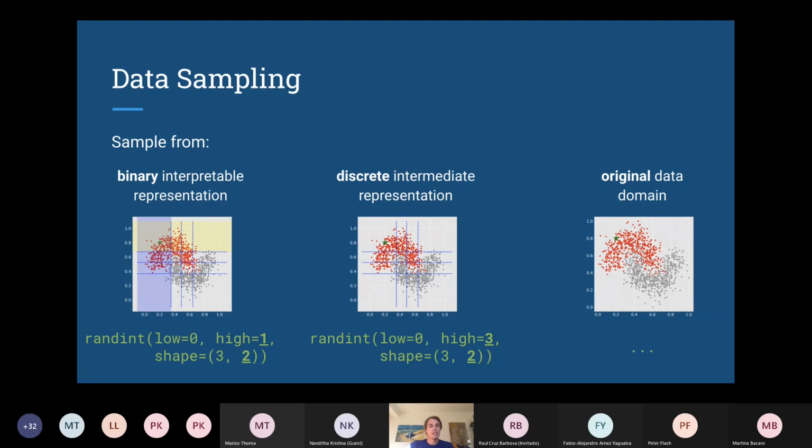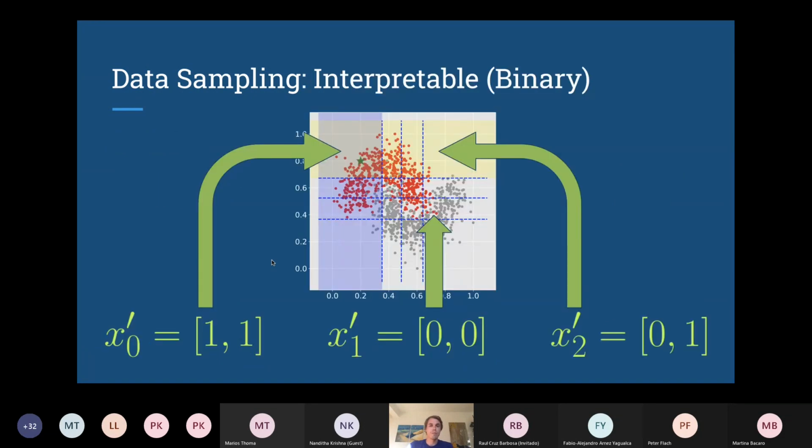Even before we start, we need to decide in which region we will be sampling the data. So you can either sample in the original domain. You can see that to the right, just from these 2 features. You could possibly sample from the discrete representation, or you could sample from the binary representation. Each one would give you a different result. So how would that work?